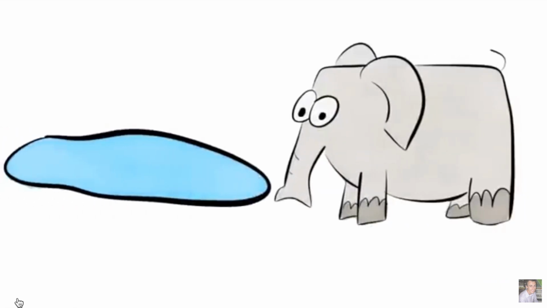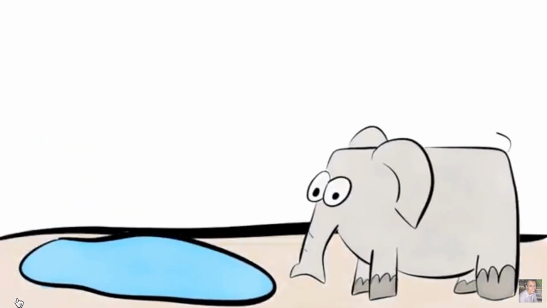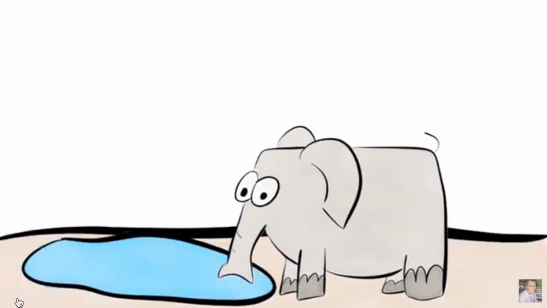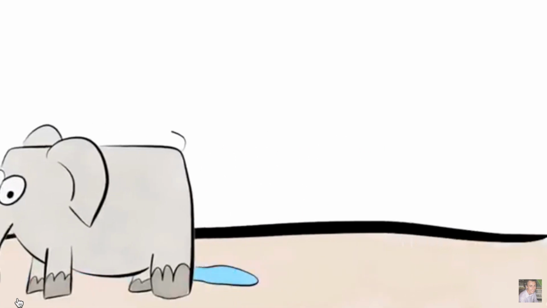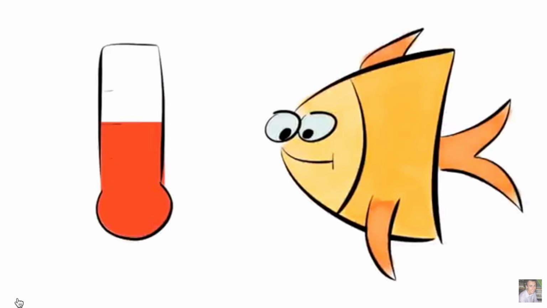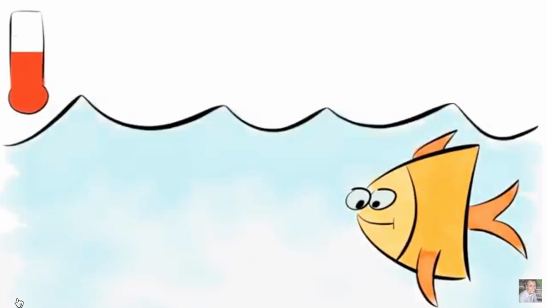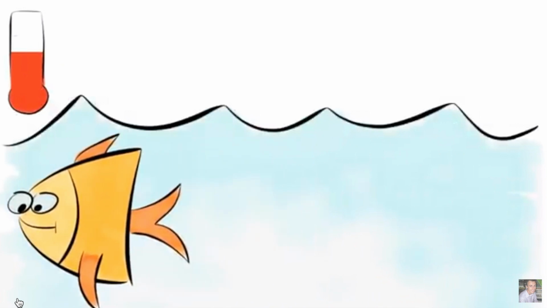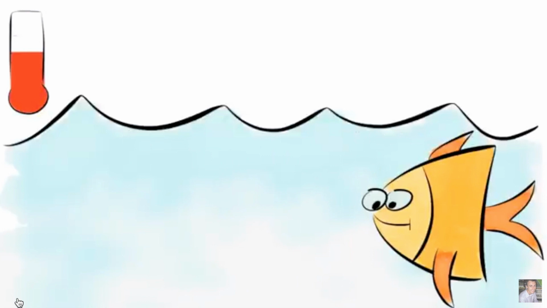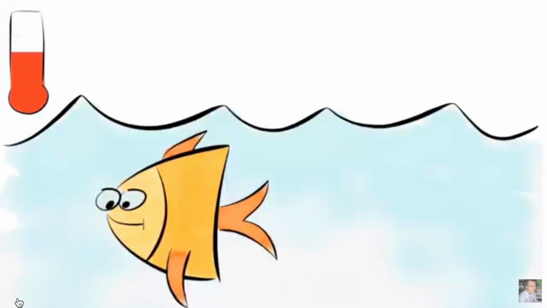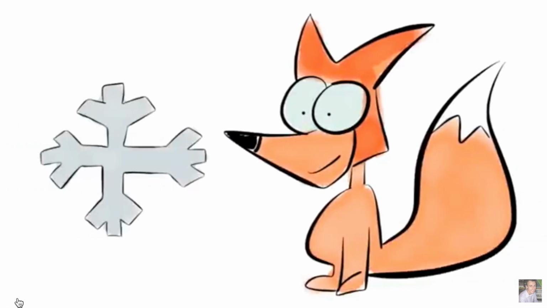Elephants and water interact as well. In order to stay hydrated, elephants drink water. In fact, all biotic factors need water to survive. Fish and temperature also show the interaction between the living and the non-living. A fish's body temperature matches its surroundings. Warm, tropical waters keep the fish's body operating at an optimal temperature. Another example is fox and the snow.